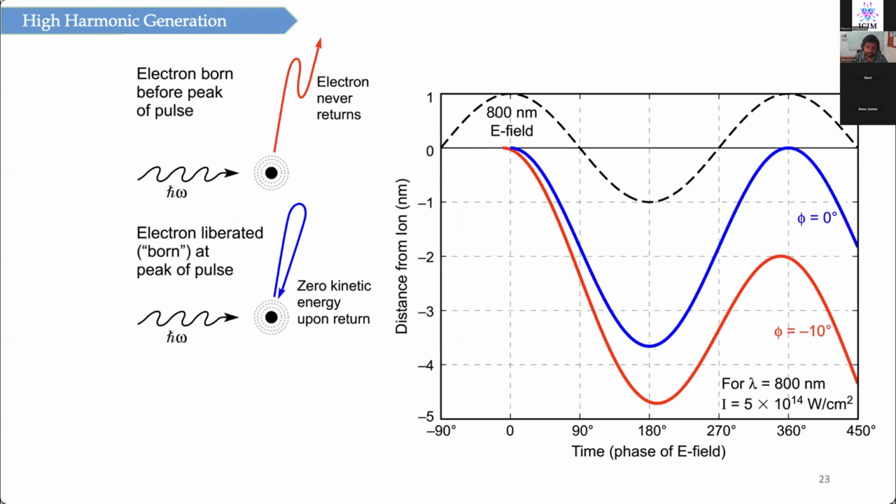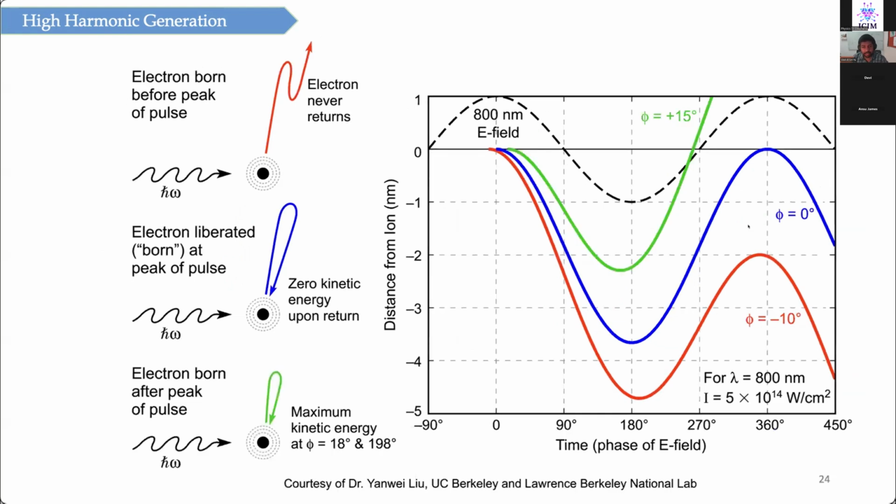Now let's say the electron ionizes around before the peak of the pulse. The black line is where your ion is, whereas the electron is not reaching the ion at all. Therefore, it doesn't recombine with the ion, and it is also not going to give high harmonics. And if you look at the third case, where the electron is ionized at this point, you can see that it comes back with some energy around this point. So this is where it meets your parent ion, and there is a chance of generating harmonics.